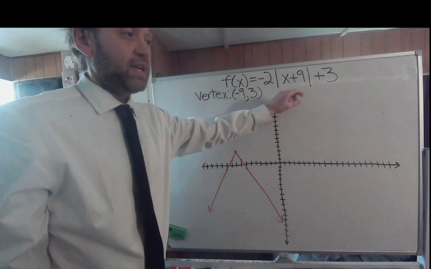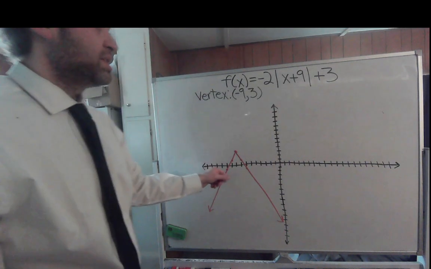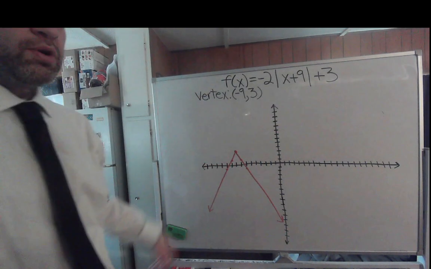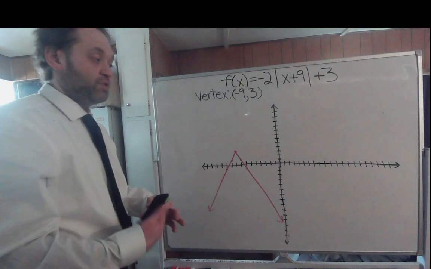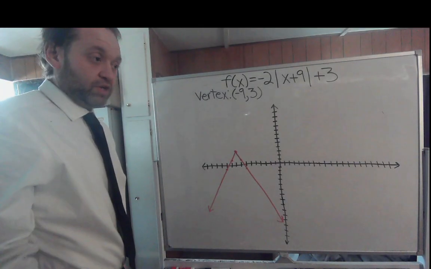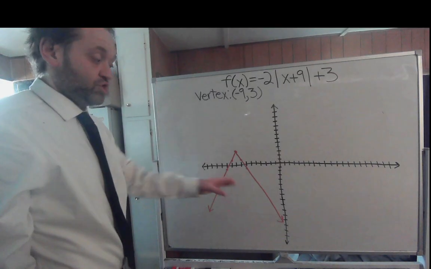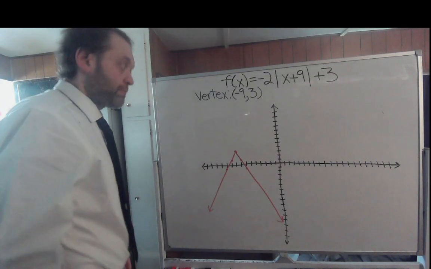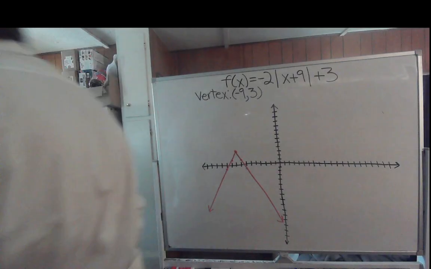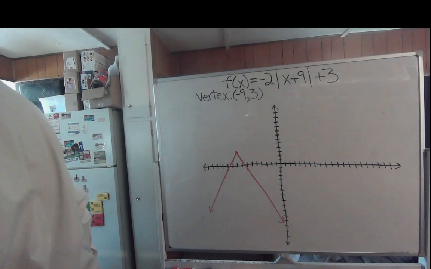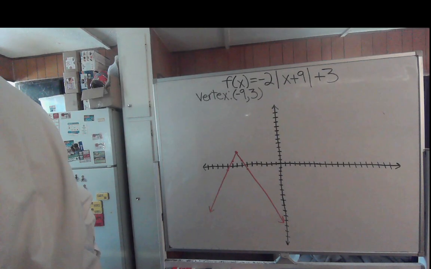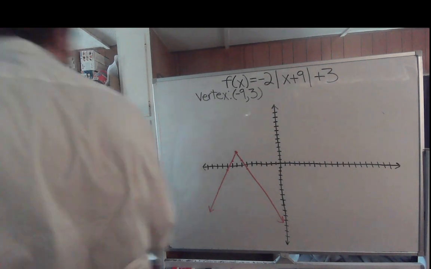You've also taken the graph and shifted it 9 units left and then 3 units upwards. So that's the transformation between the original absolute value of x and what you see here. And I think we'll do, let's do 2 more.